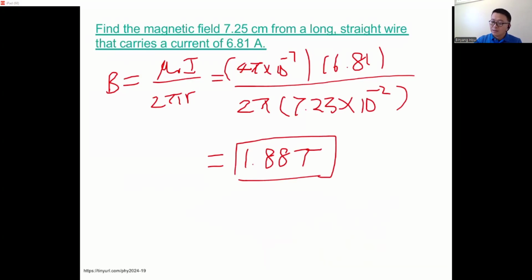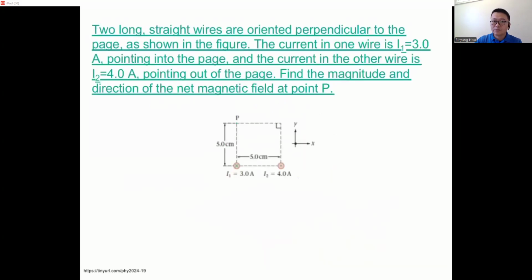All right, and then we will take a look at another example here. This one says two long straight wires oriented perpendicular to the page. One is carrying current out of the paper, represented with the dot here, and the other one is carrying current into the paper, represented with this cross. It's asking you to find the magnitude and direction of the magnetic field at point P, which is here.